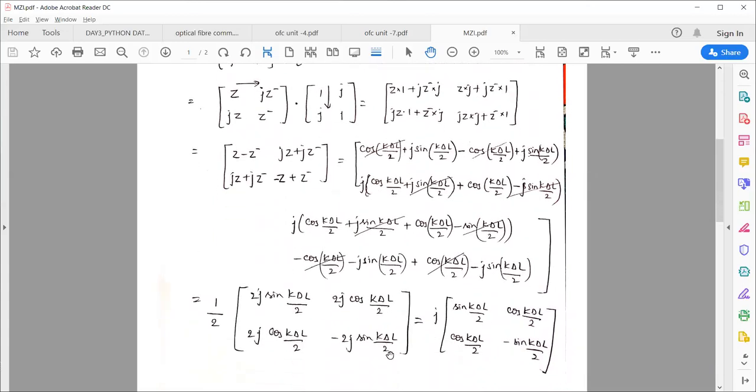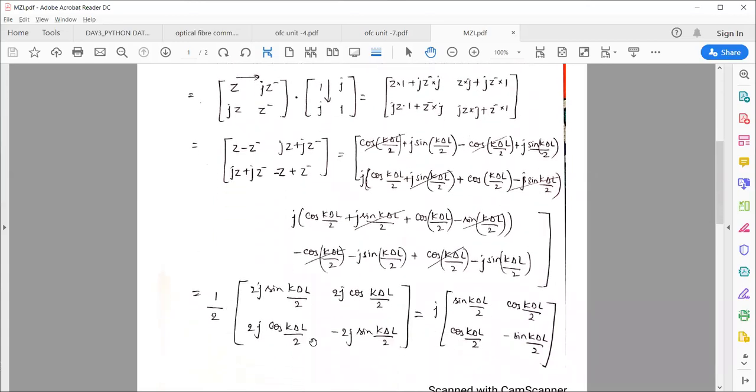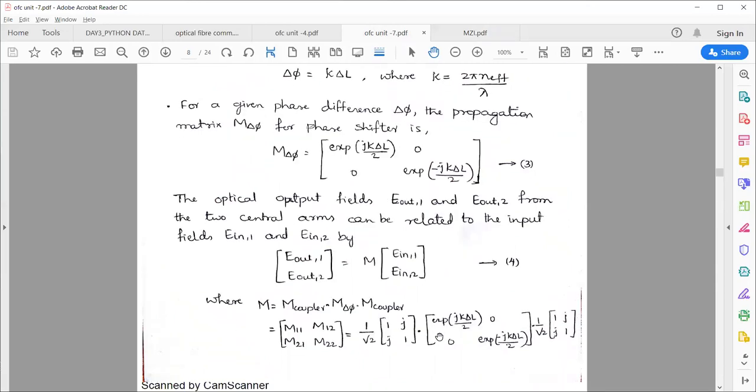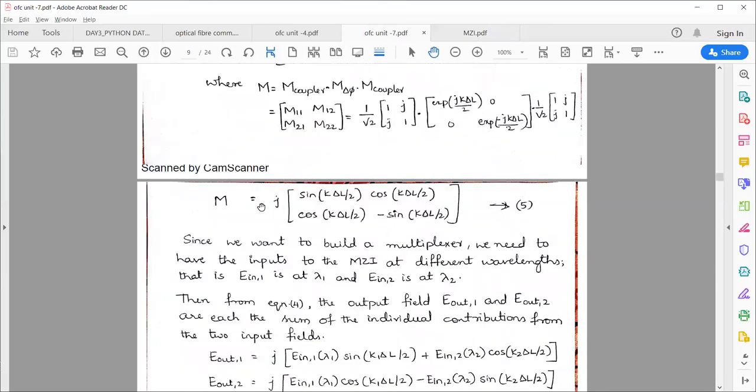Okay, so you will end up getting this matrix, after which you can take out 2j as common from the entire matrix, so that you end up getting j times [sin(k delta L by 2), cos(k delta L by 2); cos(k delta L by 2), minus sin(k delta L by 2)]. So that is how the resultant matrix, capital M, is defined here. And let us proceed with the derivation now.